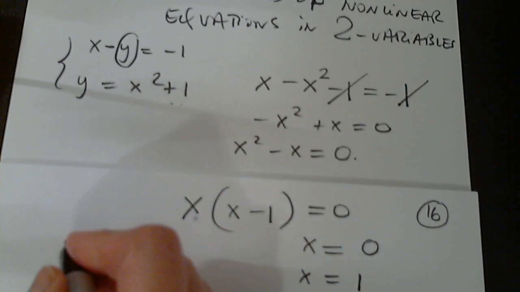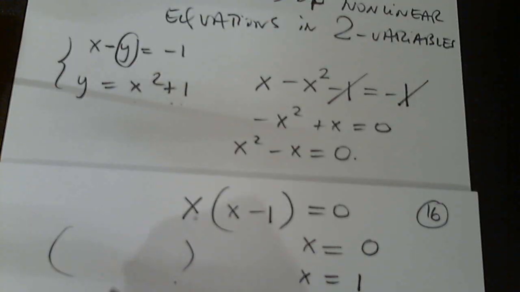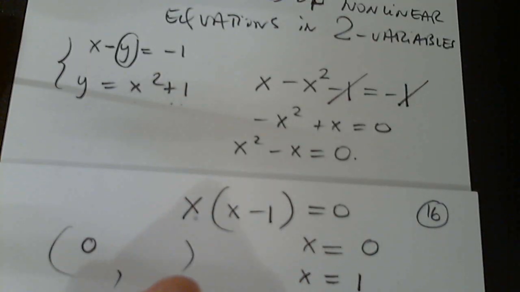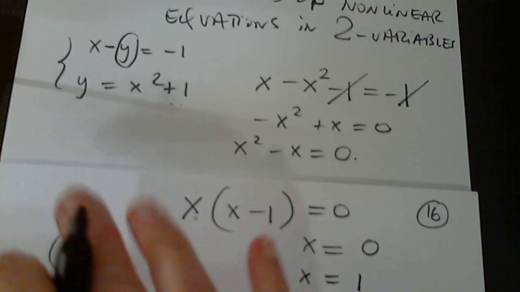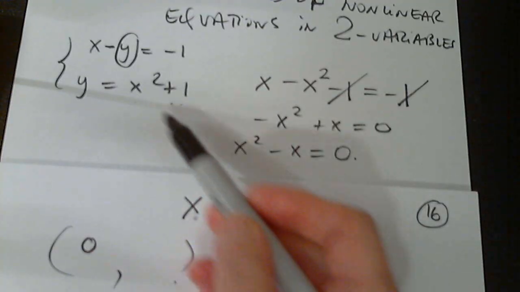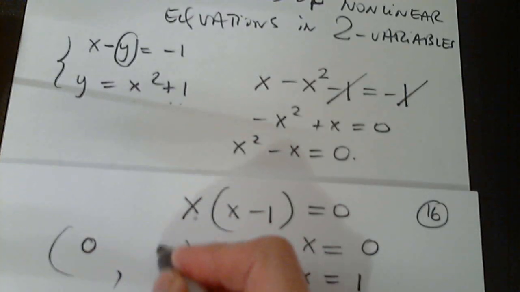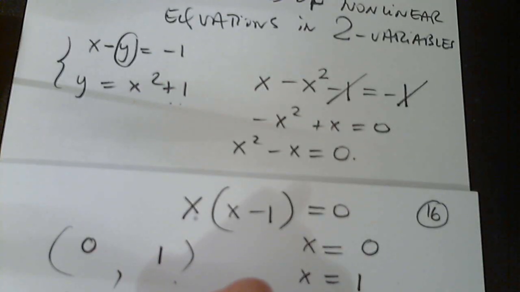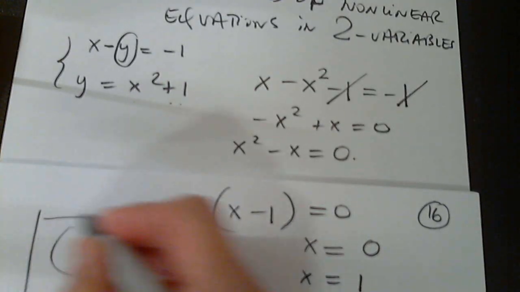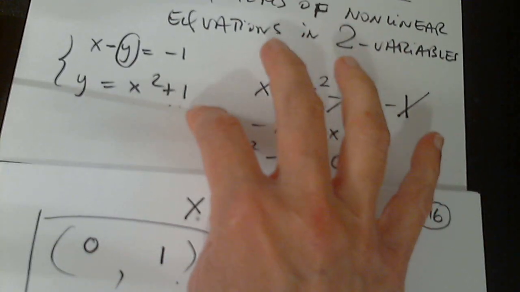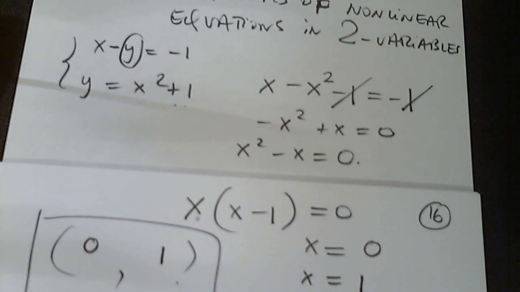So notice now that we obtained 2 ordered pairs. One with x being 0 and the other one with x being 1. This is good, but it's not good enough. I have to find y. When I plug in 0, 0 plus 1 is 1. When I plug in 1, 1 plus 1 is 2. So this system of non-linear equations, this is linear, but this is quadratic. This system has 2 solutions.